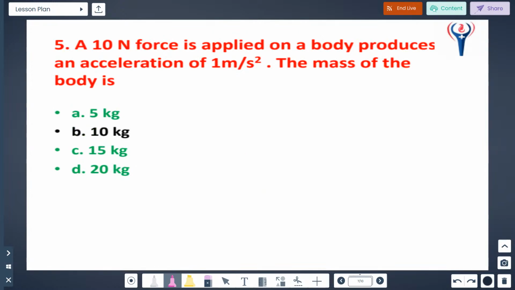Let's move to fifth question. A 10 Newton force is applied on a body and produces an acceleration of 1 meter per second square. The mass of the body is. This is also same Newton's formula, second law of motion, F equal to m into a. What is the given data? Force is given, that is 10 Newton. Then what is the other thing given? Acceleration.